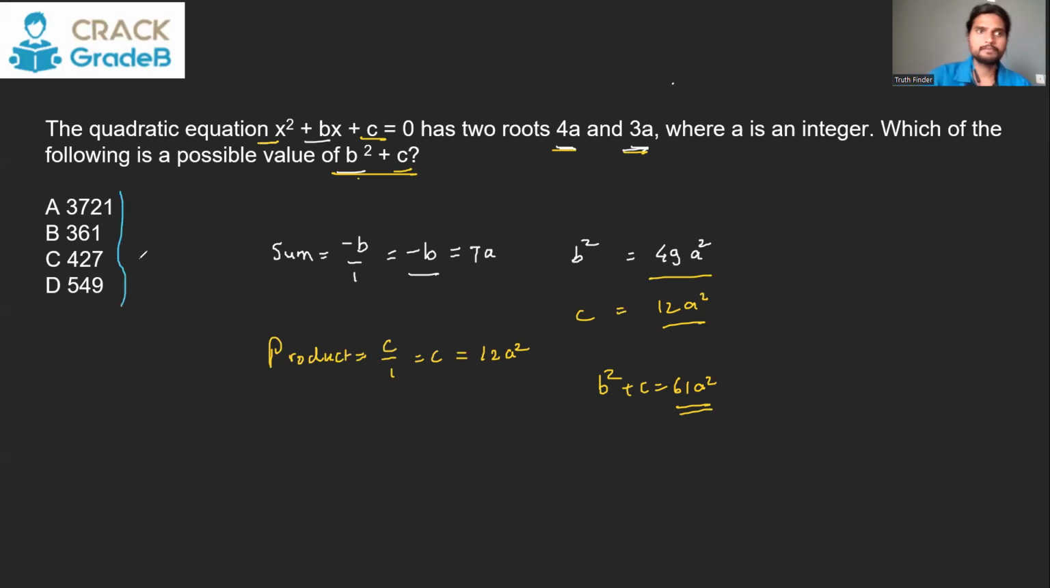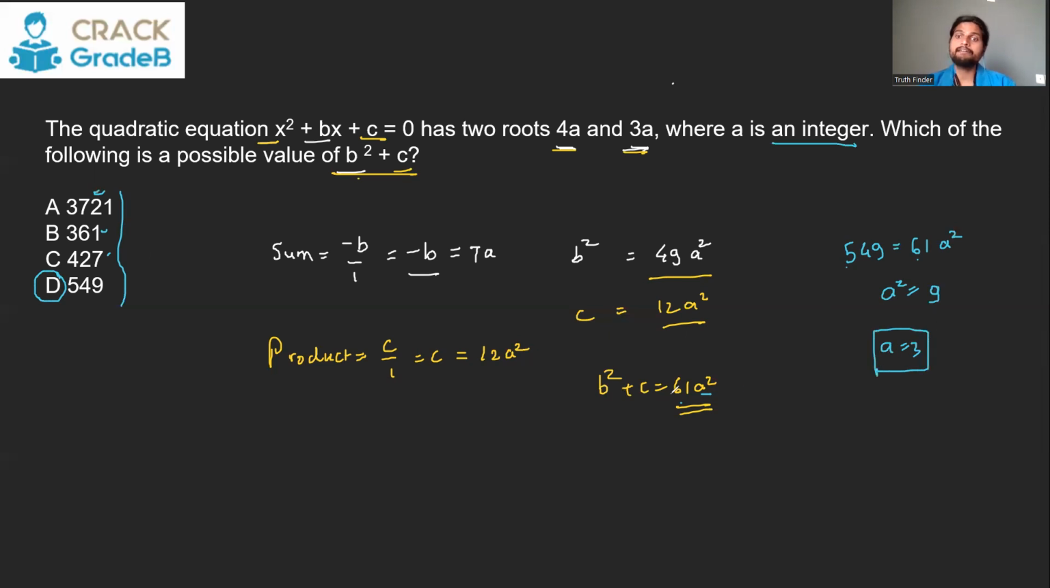So that means, first of all, 61a square where a is an integer. That means a square number times 61 should be one of these numbers. If you try dividing each number by 61, you should come up with a perfect square. If you try doing that, option D will satisfy because it's 549. 61a square is 9 times of it, so a square will be 9 and then a will be 3.